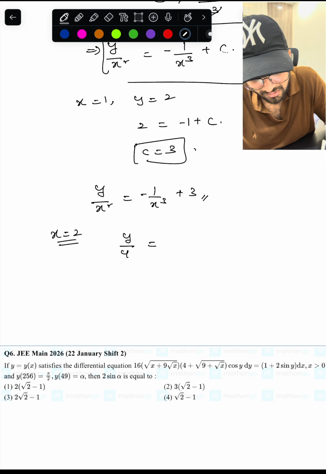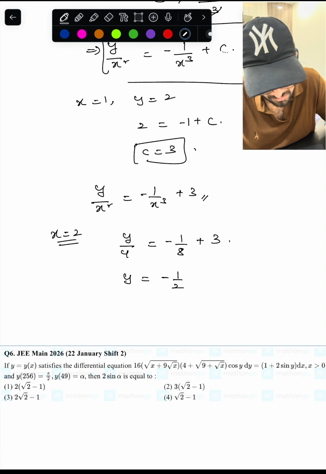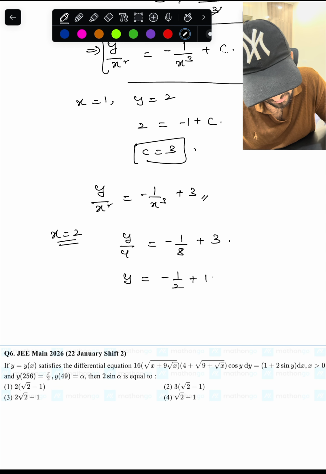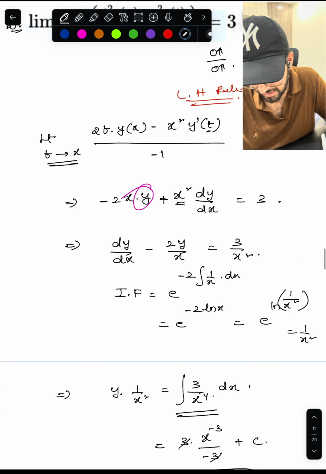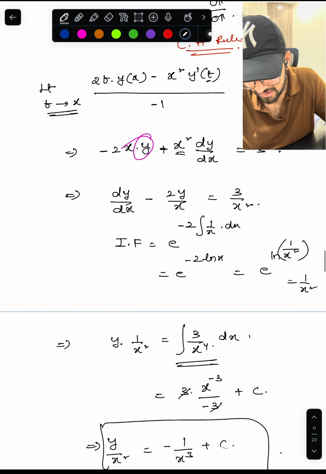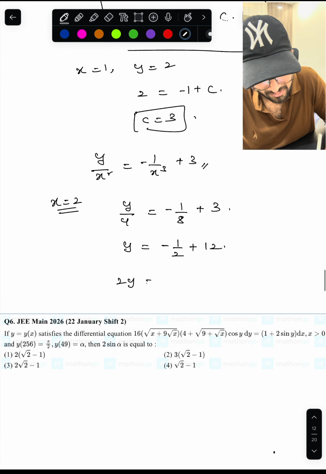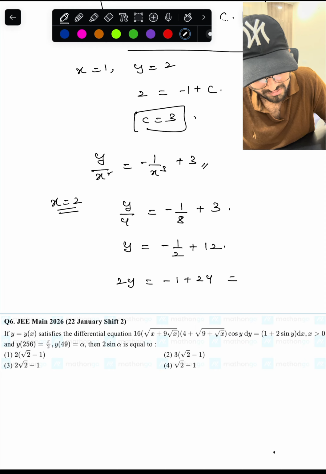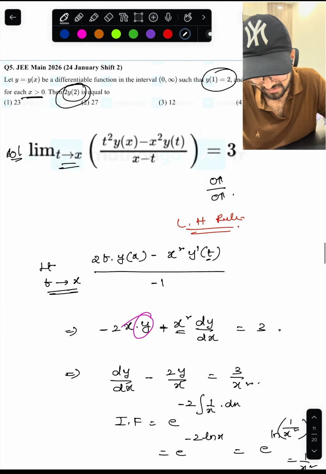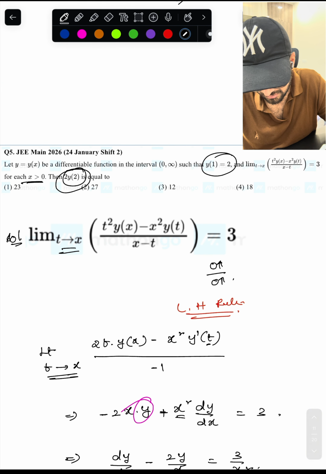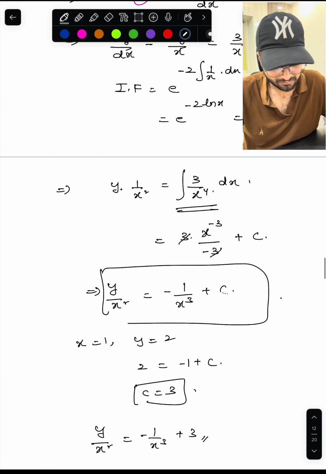So y by 4 equals minus 1 by 8 plus 3. So y equals minus 1 by 2 plus 12. So we need to calculate 2y of 2. That means we have to multiply with 2 again. So 2y is minus 1 plus 24, which is 23. So 23 must be the answer. So here the first option is correct. Yeah, done.